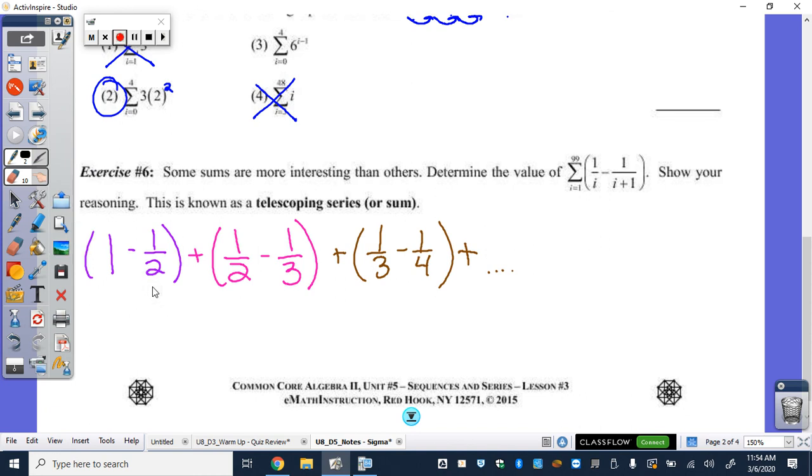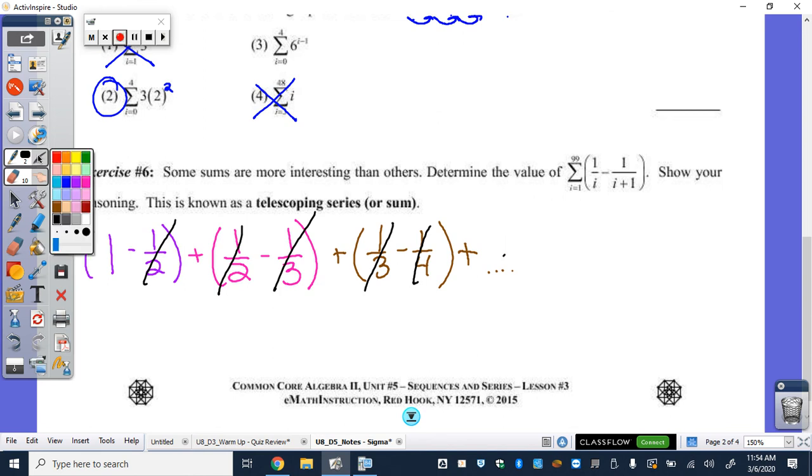Negative 1/2 plus 1/2. What's going to happen there? They're going to cancel each other out. Negative 1/3 plus 1/3. Cancels. So my negative 1/4, that's going to cancel with my next term, which is going to start off with a positive 1/4. That'll end up canceling.